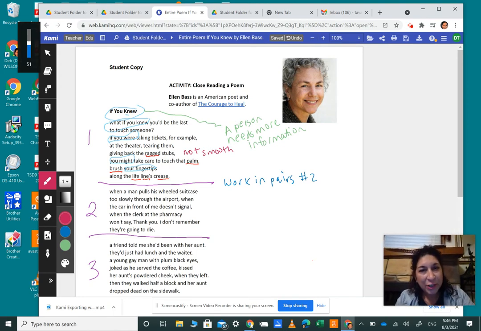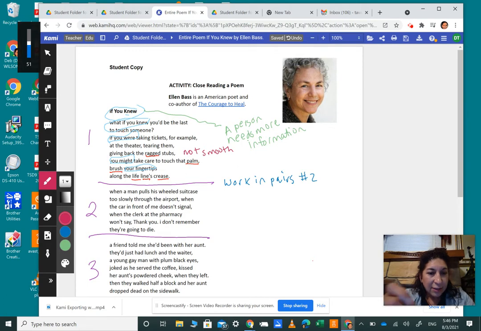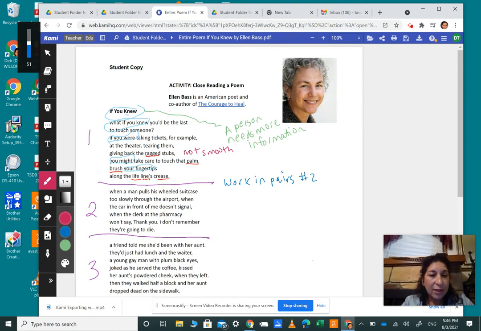So you've heard of palm trees. Is it referring to a palm, like a palm tree? In this case, I'm looking at all the sentences here, taking tickets, for example, the verbs or verb phrases, requires hands, right? Tearing them requires hands. Giving back requires hands. So I don't see any trees in there. So I'm going to refer to the palm as a part of the hand, the soft part of the hand here.